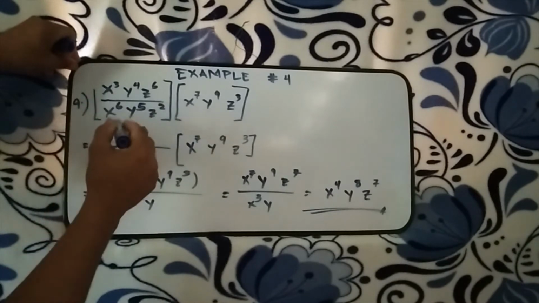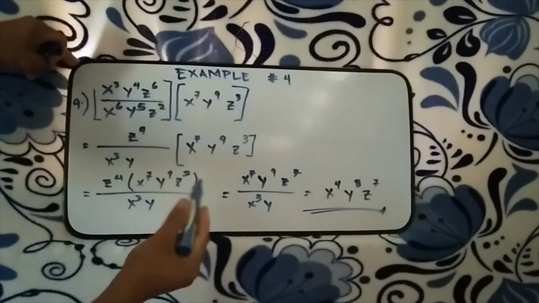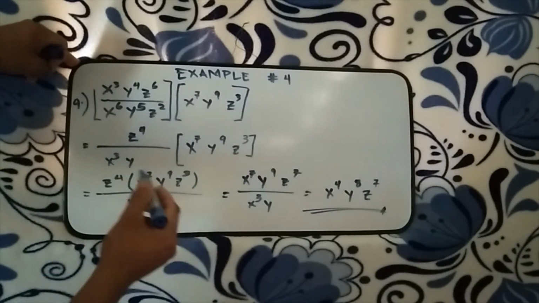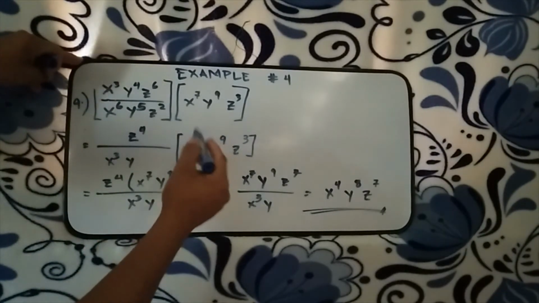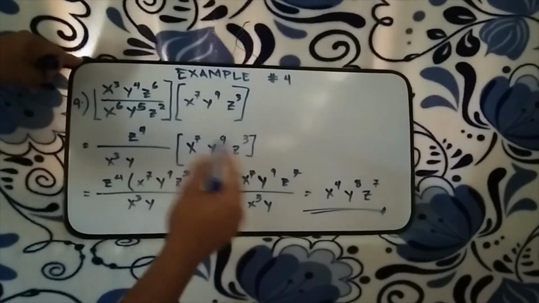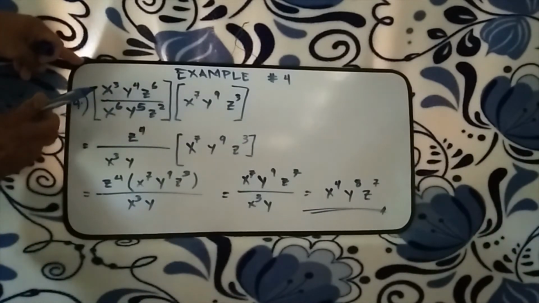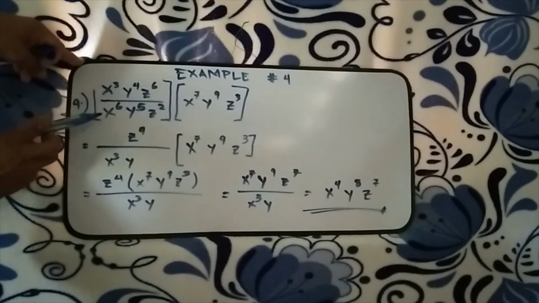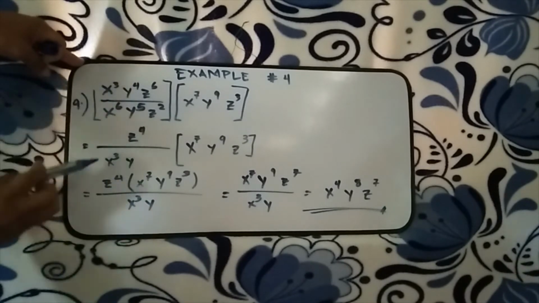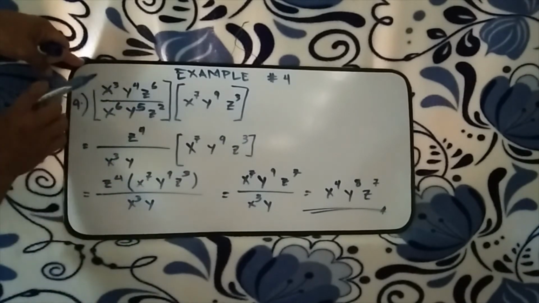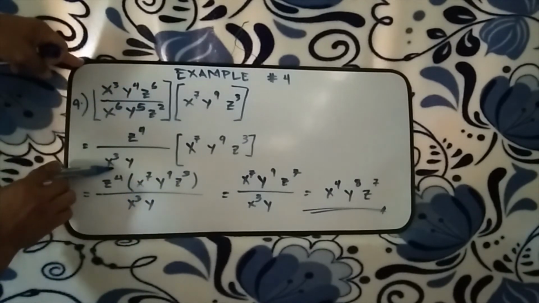X cubed, y to the 4th, z to the 6 all over x to the 6, y to the 5th, and z squared times the quantity of x to the 7, y to the 9, and z to cube. Gagawin is, ito muna, x cube and x to the 6. 6 less 3 is x cube. Kaya dito sa baba natin nilagay kasi dito mas mataas yung 6 kaysa sa 3 dito sa ibaba.